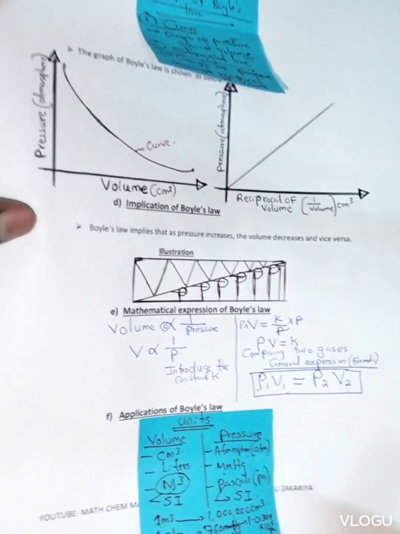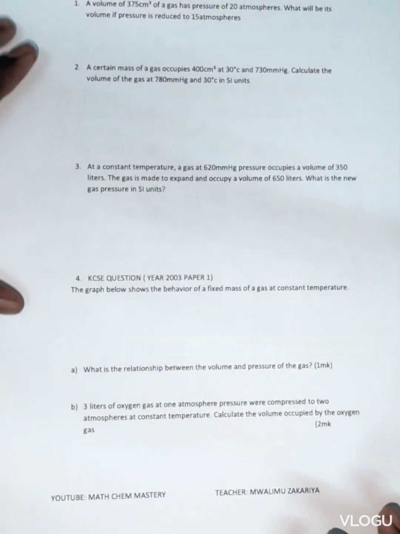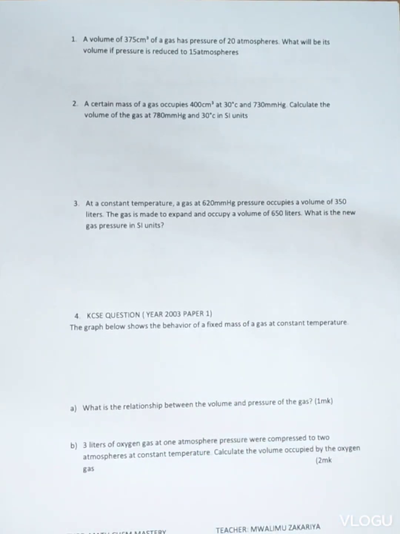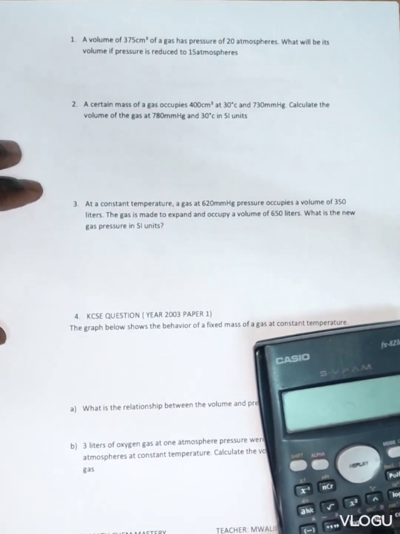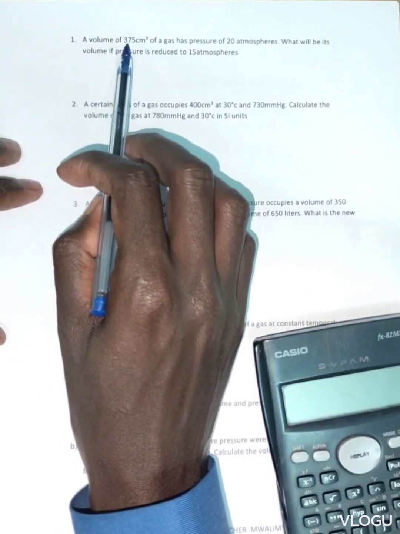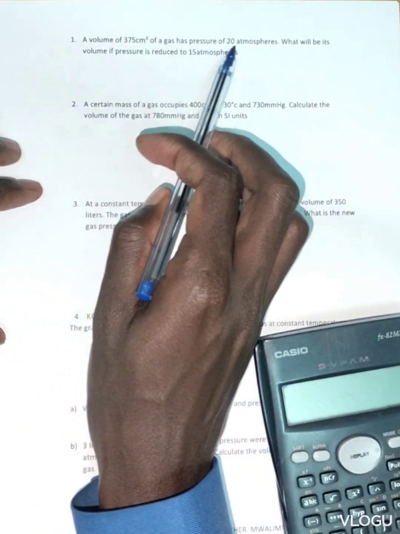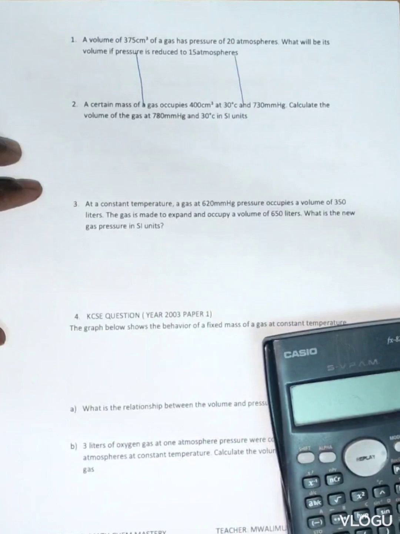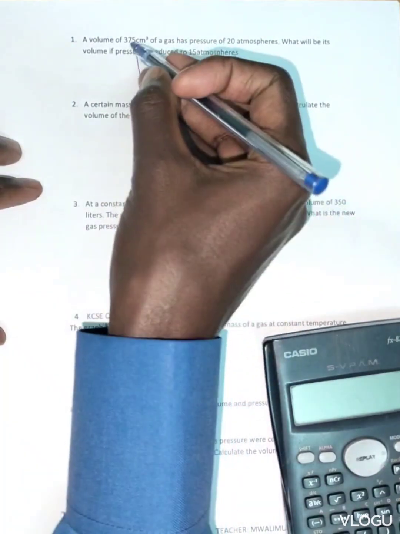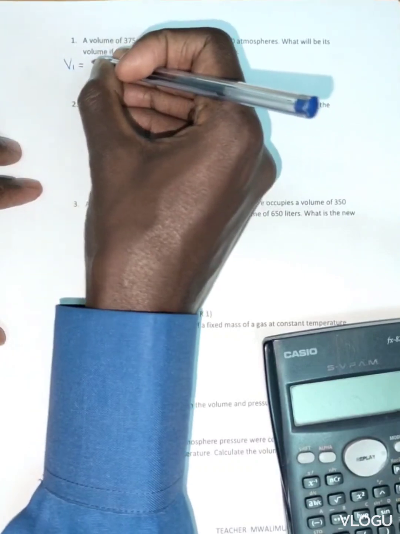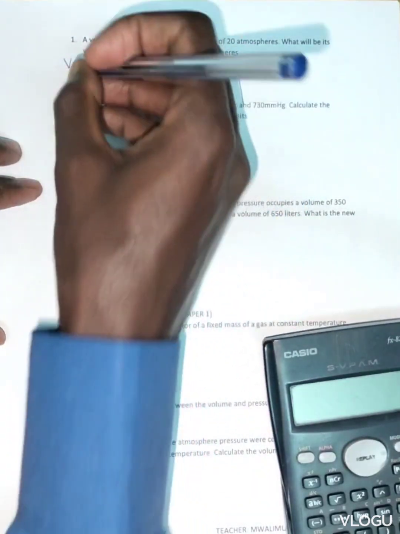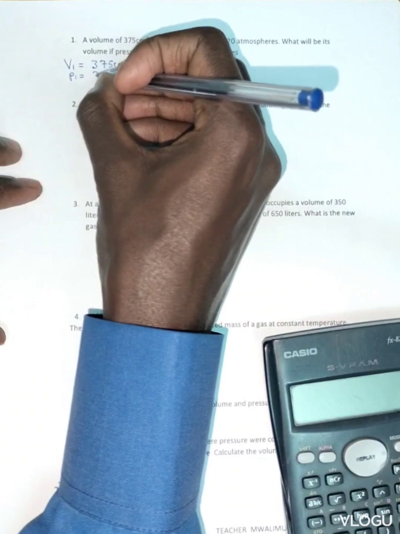Let's now solve a question using this application part of Boyle's law. Let's see question 1. Let's read it clearly. We have a volume of 375 centimeter cubic of a gas that has a pressure of 20 atmosphere. I have a volume, let me take this one as my volume 1. My volume 1 is 375 centimeter cubic. It occupies a pressure, that is my pressure 1, equal to 20 atmosphere, that is ATM. What will be its volume?